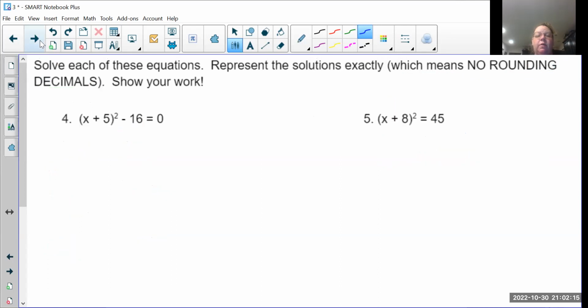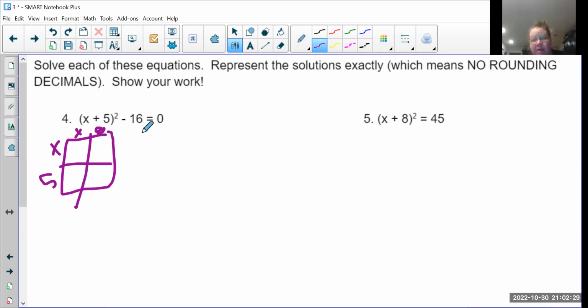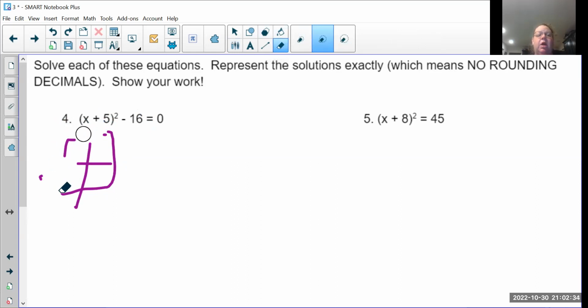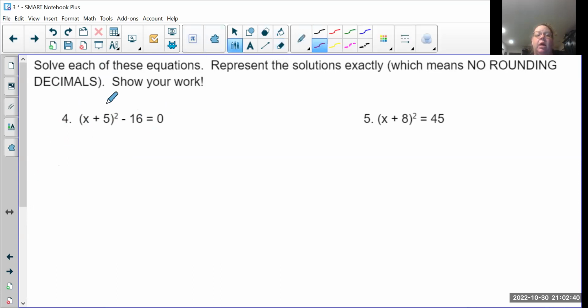All right, question 4. Some of you might start off by saying, oh, we need to box this and do x plus 5 and x plus 5. And you can do it that way. It's just going to take you a really long time, because once you get your C value, then you have to subtract 16, and then you have to go back and factor or whatever you want to do to solve it. There's something way easier than all that. And that's to get this to look like problem number 2, where we just had this by itself.